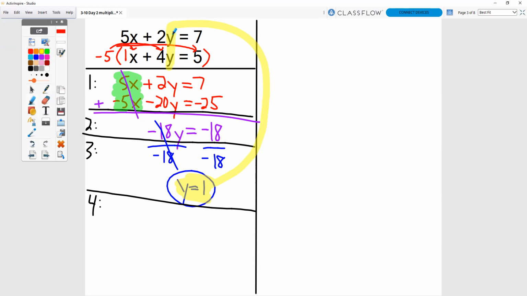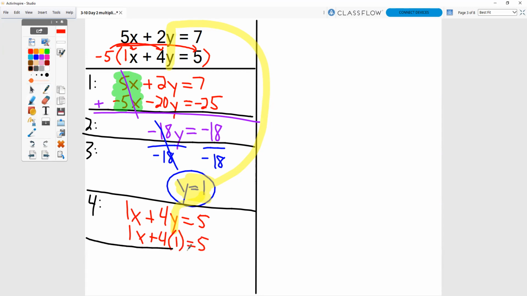I'm going to tell you, though, that this bottom equation with the 1x is always going to be the easier one. So I'm going to sub it into that bottom equation. I'm going to rewrite the equation: x plus 4y equals 5. If you want to put the 1 in front of the x, that's fine. Now I'm going to sub in this 1 for the y right here. So instead of 1x plus 4y, I have 1x plus 4 times 1 equals 5.